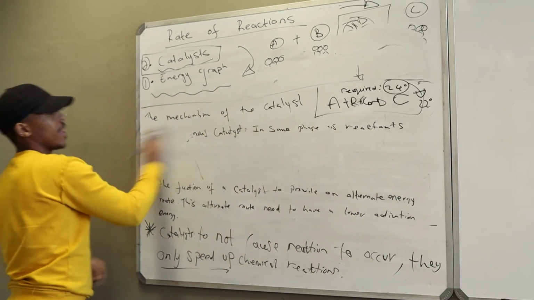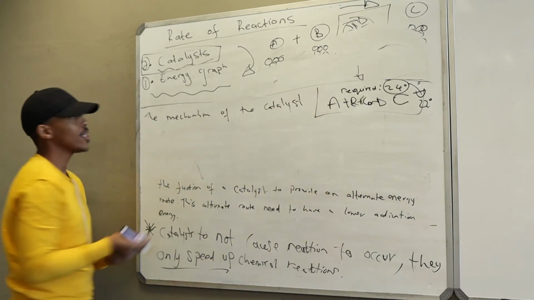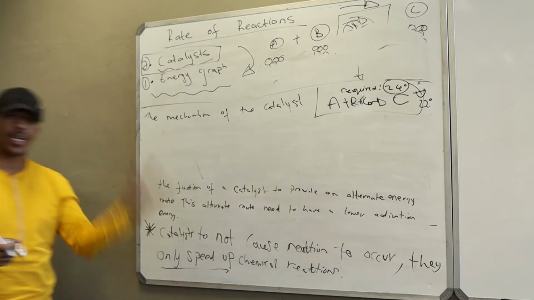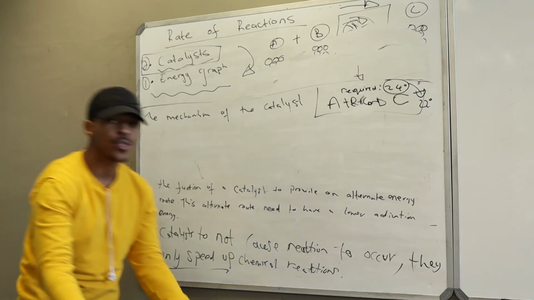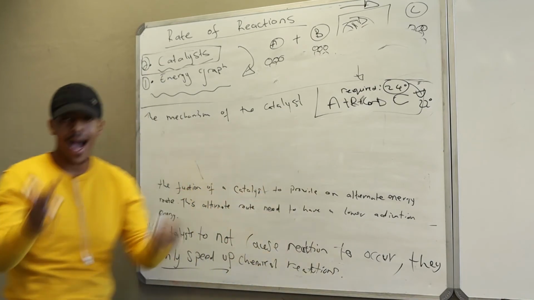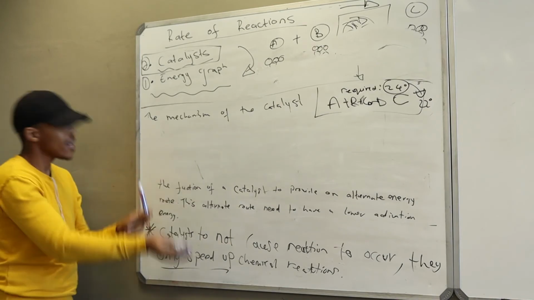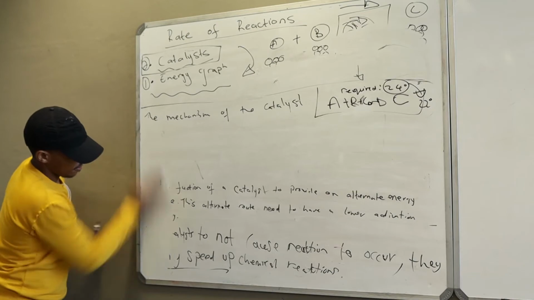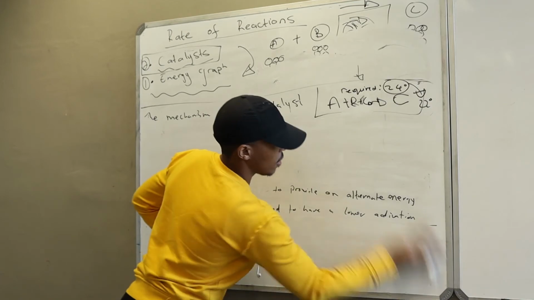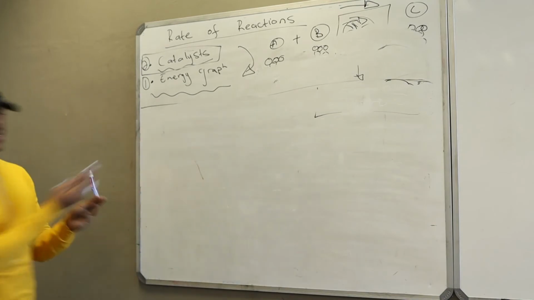Okay? Now for our final part of the lesson, we're going to take our previous energy graphs, which are the potential energy graph and the Boltzmann distribution curve. You're going to add the catalyst in there, and then you're going to see how the graphs change due to the presence of the catalyst. Let's quickly remove these.